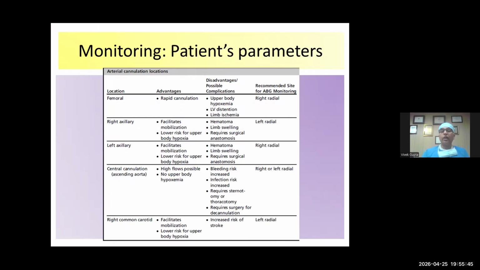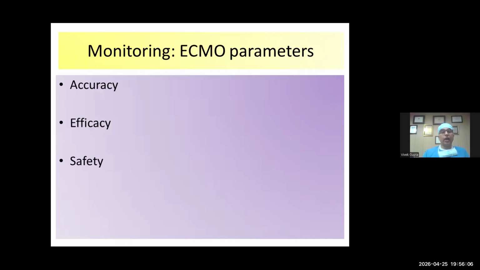If you are doing a right axillary, the opposite side, left radial, should be checked. If left axillary, right radial should be checked. In central cannulation, no problem. You can do monitoring from anywhere because there is no risk of differential hypoxia. In common carotid cannulation, which is done in pediatric patients, there is more risk of stroke. There, if the right common carotid is cannulated, we look at the left radial.